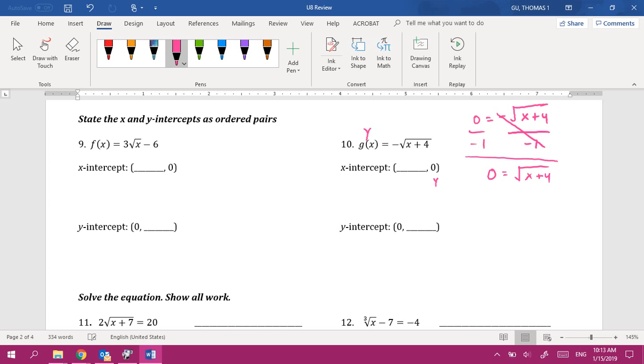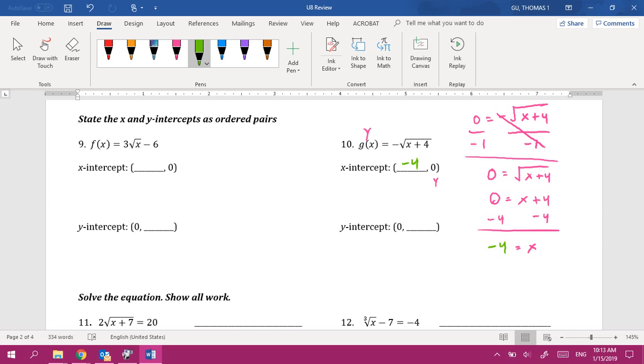What do I do next? Square both sides? Yes. Okay, so if I square both sides, what am I left with? 0 and then x plus 4. Right. And what's my final step then? Subtract 4. And so I get x equals -4. So what's my x-intercept? -4, comma 0. Very good. Don't forget that it's supposed to be an ordered pair.